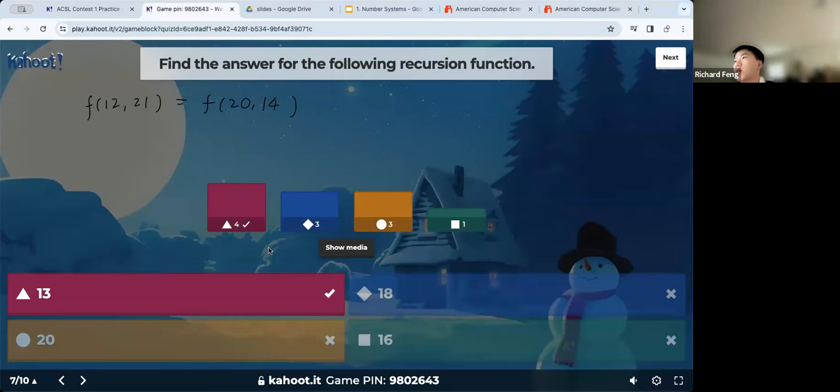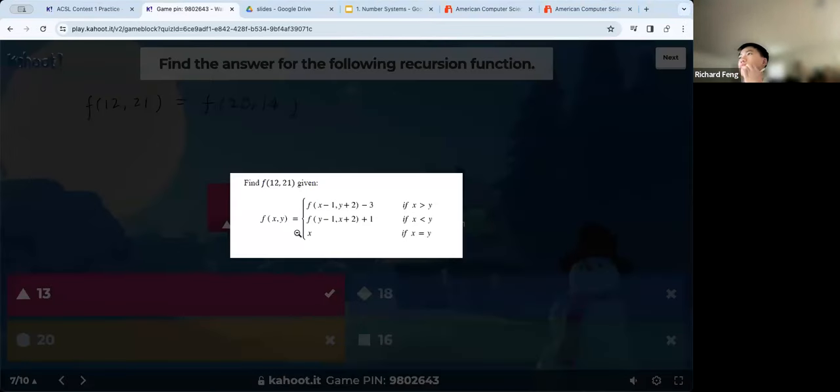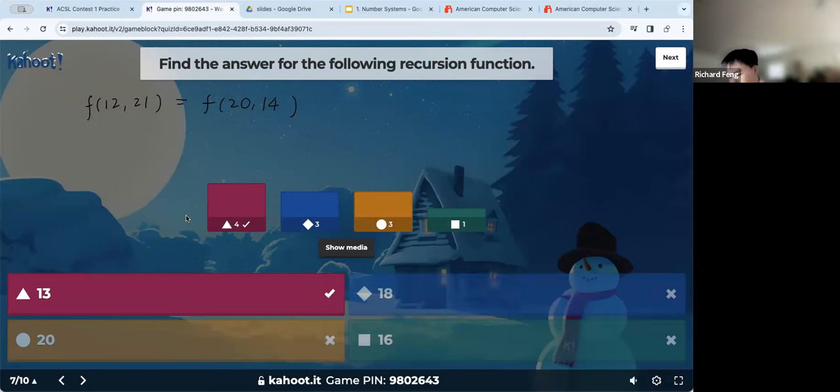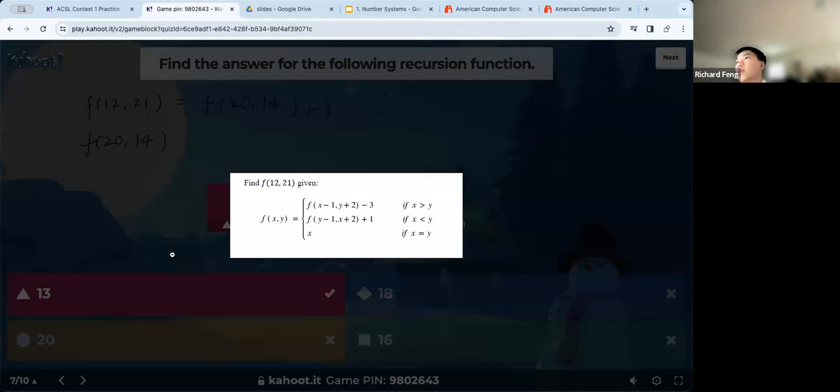So let me see the function here. We want to find f of 12 comma 21. For the first one, 12 is less than 21, so we should use the second expression. Okay, so plus 1. And now we should find f of 20 comma 14. Okay, so 20 is greater than 14, so here we should use the first one.